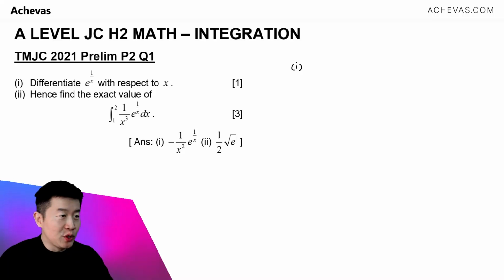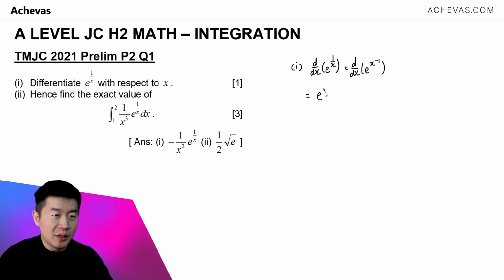In part 1, we are supposed to be differentiating this. So let me write it down, d/dx of e to the power of 1 over x. And I'm going to rewrite this as d/dx of e to the power of x to the power of minus 1. Let's differentiate this.